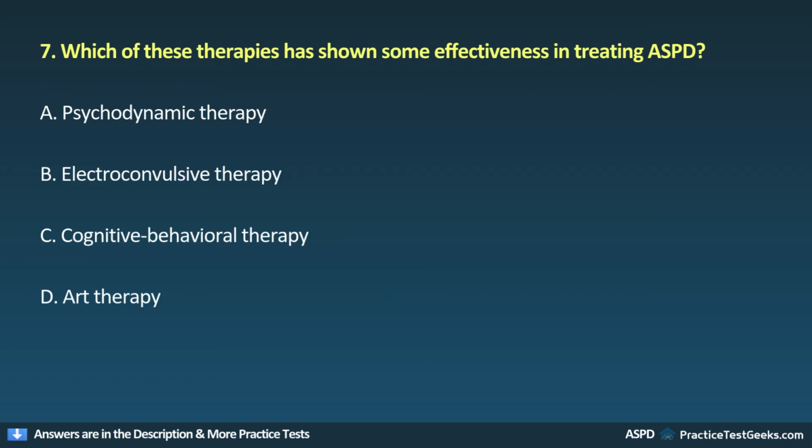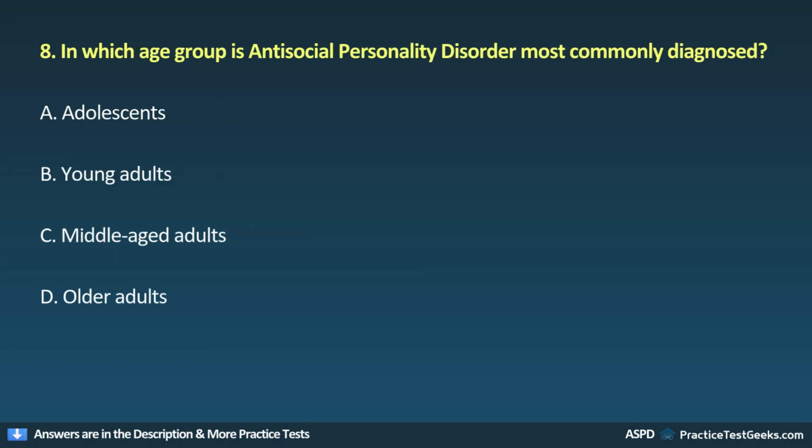7. Which of these therapies has shown some effectiveness in treating ASPD? A. Psychodynamic therapy. B. Electroconvulsive therapy. C. Cognitive behavioral therapy. D. Art therapy. 8. In which age group is antisocial personality disorder most commonly diagnosed?